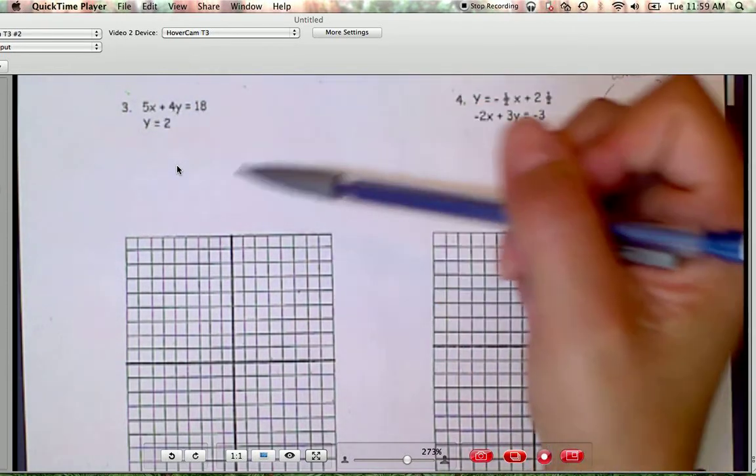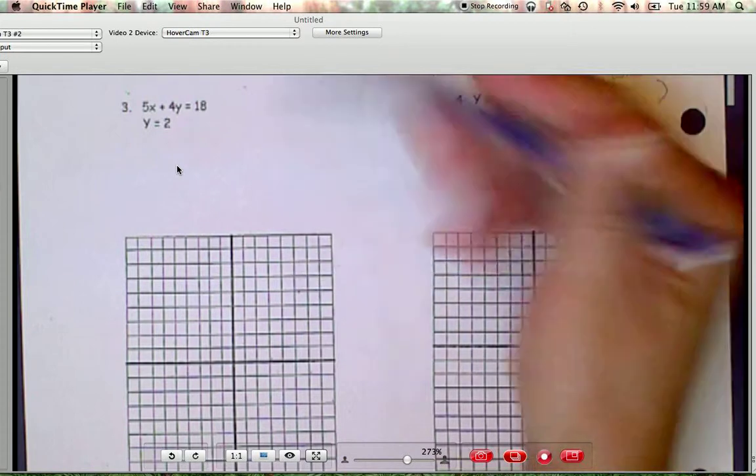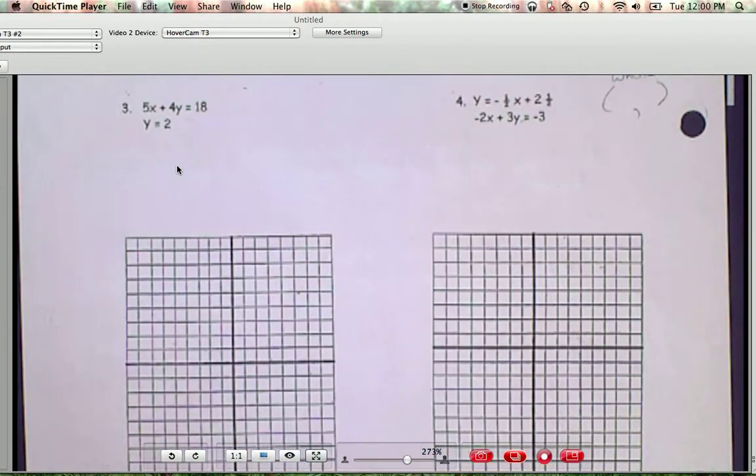And number 3, also graphs from a fraction. So see what you can do with those last two, and we'll discuss them as a class tomorrow.